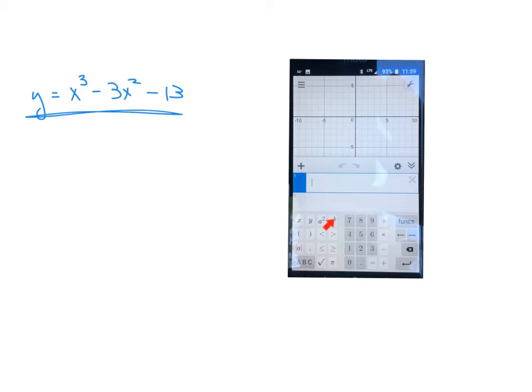So it means x, and this says, okay, what do you want the exponent to be? 3 minus 3x, and then you click on this squared, because that just means it's going to put a square. You could click on this and put a 2 there, but it already gives you that option. Minus 13, and then you hit equal, and it will show you the graph here.